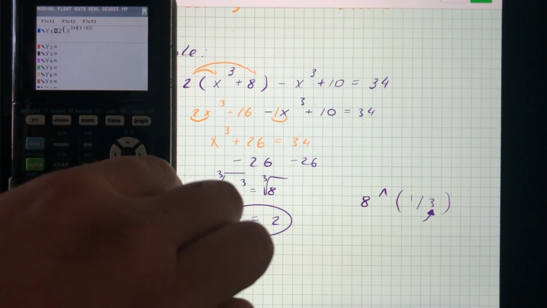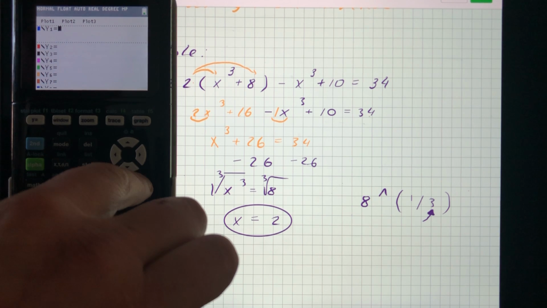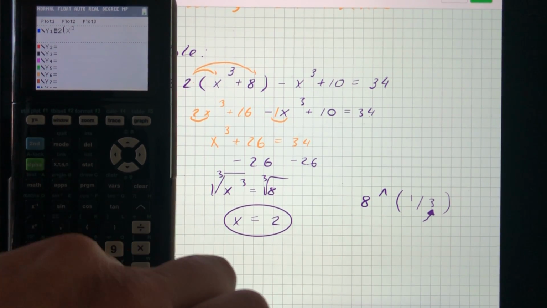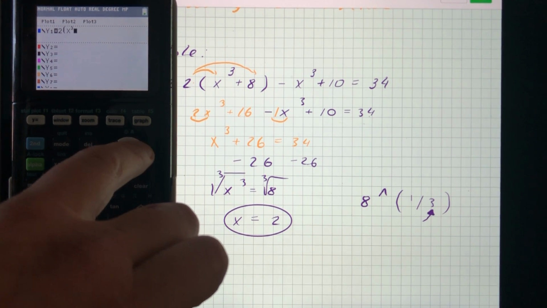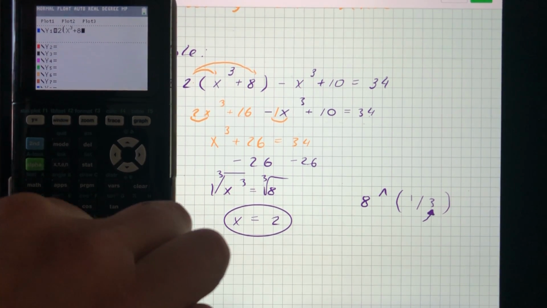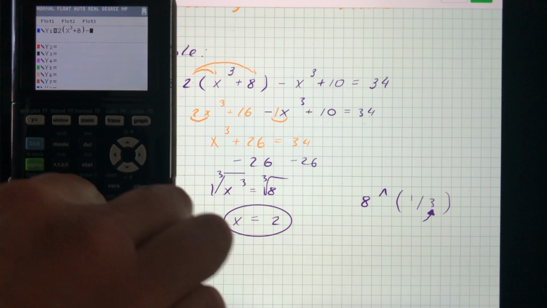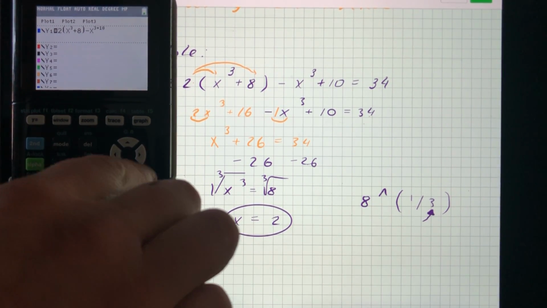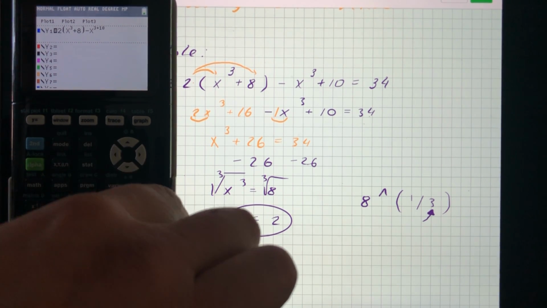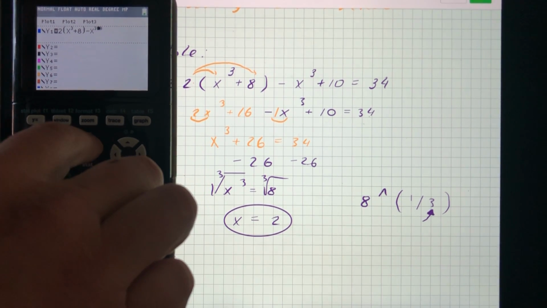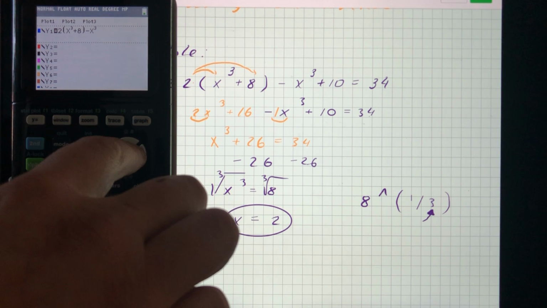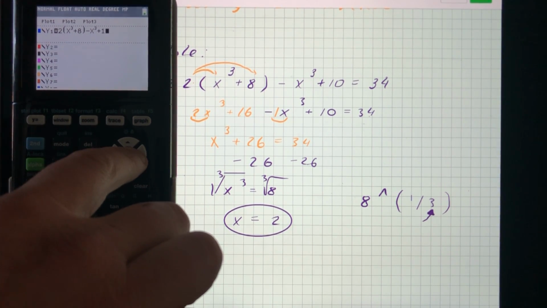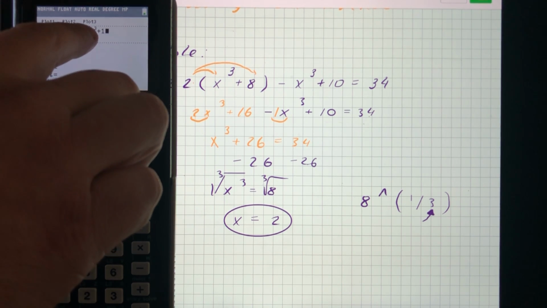So here we have 2 times the quantity x to the third plus 8 and then minus x. Ooh, look at where that goes. Let's do that again. Okay, 2 times x to the power 3. Now let's move out of the power. Plus 8 minus x to the power 3 plus 10. Ooh, look at that again. Delete, delete, delete. Okay, come down. Plus 10.